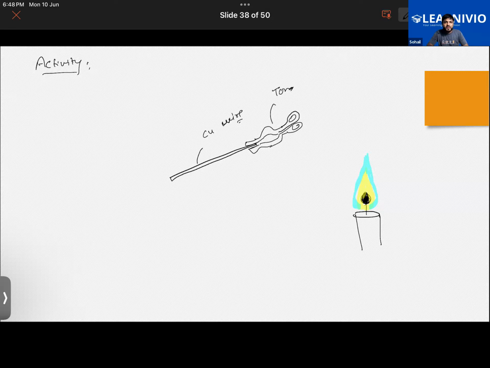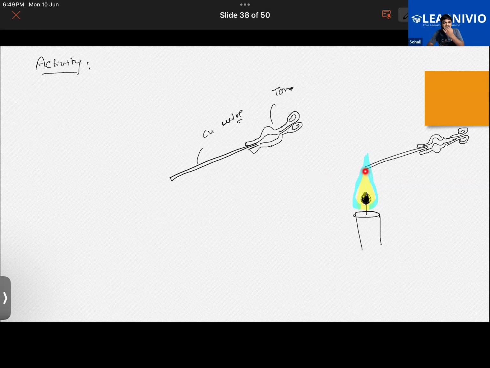Okay. So take a long copper wire and hold one end of it. Try to put it just inside the burning candle flame, so that it is in the outermost zone. Outermost zone, that is the blue zone. Now keep the copper wire in this position, and keep it over here for about 30 seconds. Keep it over here for how much time? For 30 seconds.